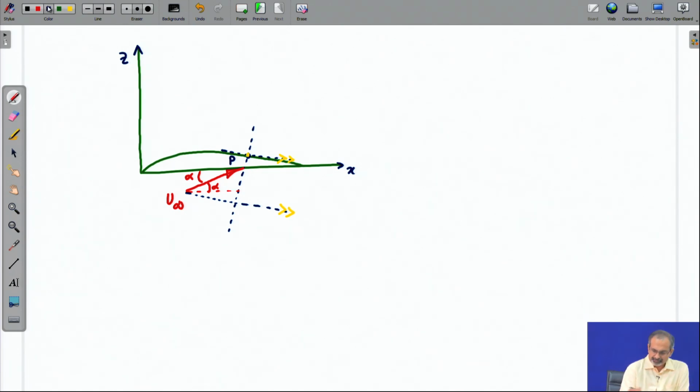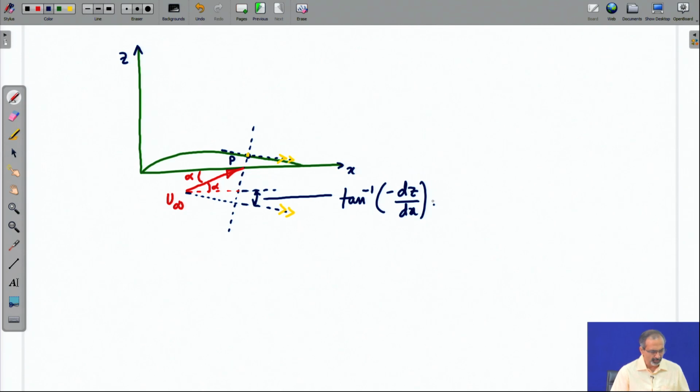So, you can see that this angle turns out to be tan inverse minus dz dx. Of course, dz dx happens to be the slope of the camber line.